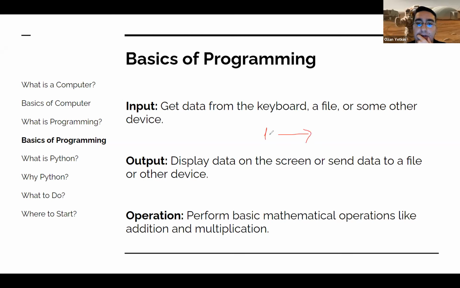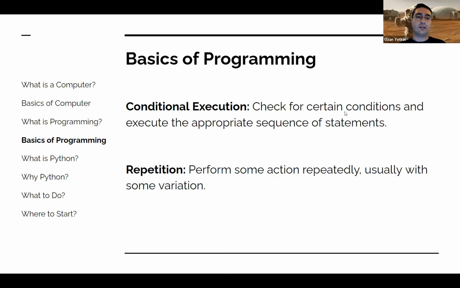We have the input, we have some operations, and we have the output. So operation is something in between the input and output. It's like performing basic mathematical operations like addition and multiplication. It's not that hard. It's really basic mathematical operations when it comes to programming. But of course, we have some advanced methods today that handle conditional execution, for example.